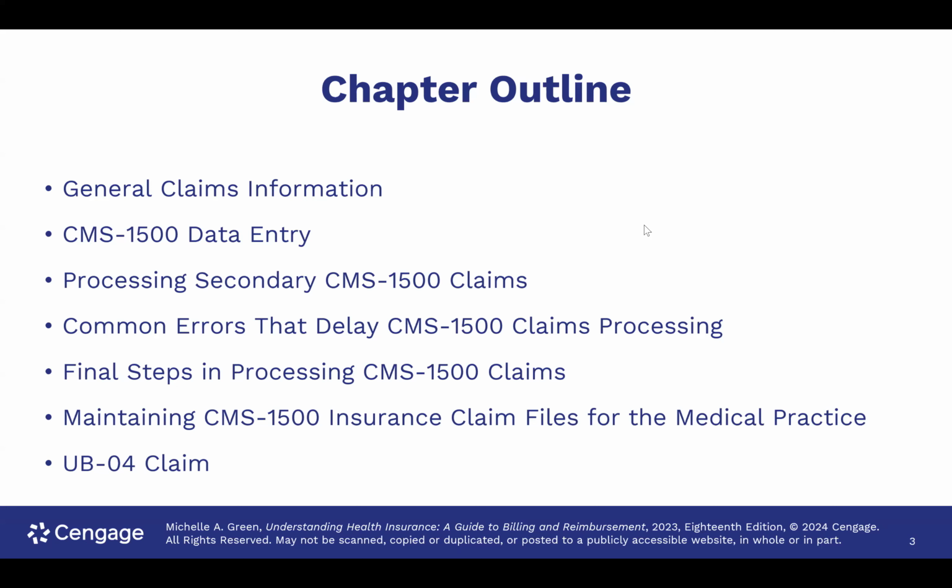So things we'll be talking about are just general claims things, the importance of the 1500 forms and the data entry, common source of errors, processing these secondary, because again, you can have primary and secondary insurance, as we all know. We'll look at some of the common errors, such as data entry that delay claims processing, and we'll talk about maintaining these claim files for a medical practice, and then we'll dive into the UB04 forms for hospital or facility billing, as some say.